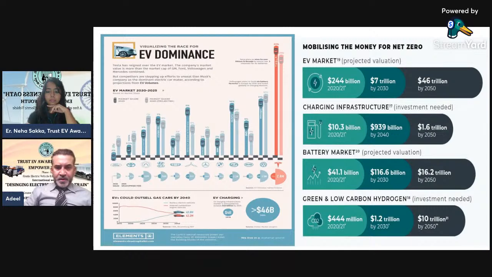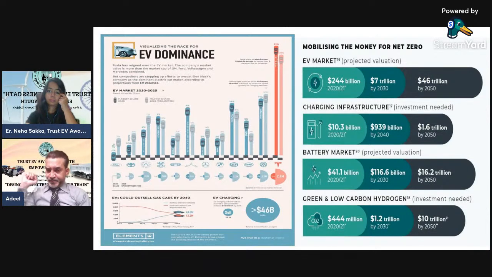Now, mobilizing the money for net zero. We are talking about reaching the target of net zero, but how can we achieve this? The EV market projected valuation is $244 billion, then 7 trillion by 2030. This is the market value projection. 46 trillion by 2050. For charging infrastructure, the investment needed is 10.3 billion by 2021, 939 billion by 2040, and 1.6 trillion by 2050.